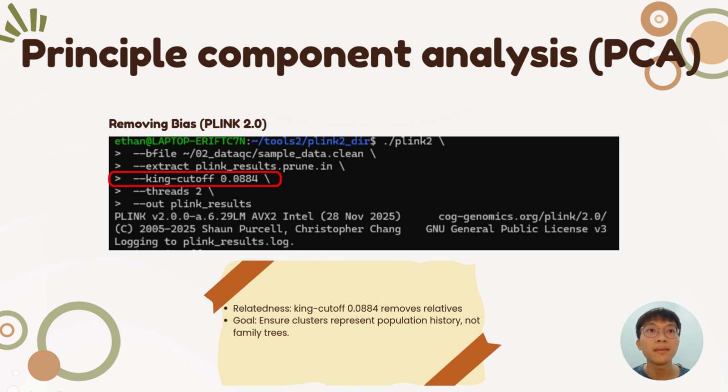Then, I also used the command king-cutoff 0.0884. This identifies and removes the people who are closely related, specifically up to the second degree, like brothers or cousins. And the reason we are doing this is because it guarantees that our final plot shows the real population history rather than just a family tree.